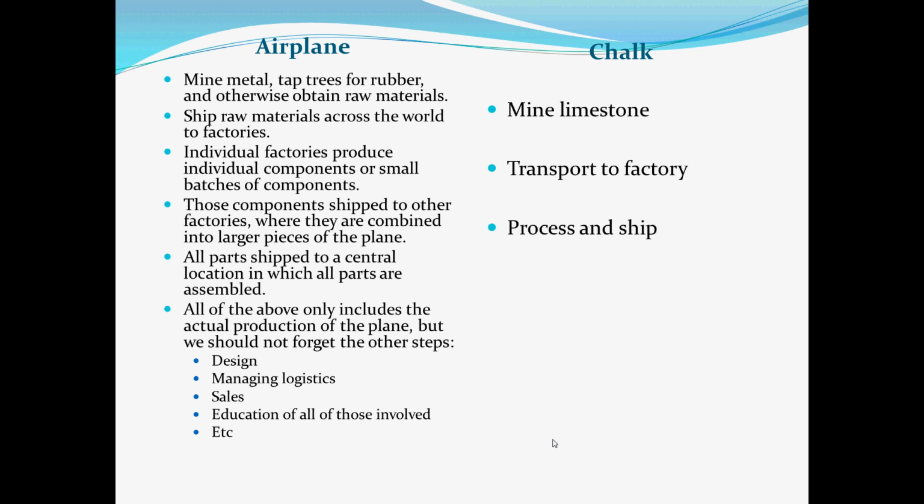So if we think about comparing an airplane to a box of chalk, we want to think about all of the human labor that goes into producing both of these two things. So if you just take a look at the piece of chalk on the right, basically, I Googled this a little while ago, but a basic process for producing chalk is that you have to mine limestone, or you have to get limestone. You have to transport that to a factory. You have to pulverize the limestone, apparently.